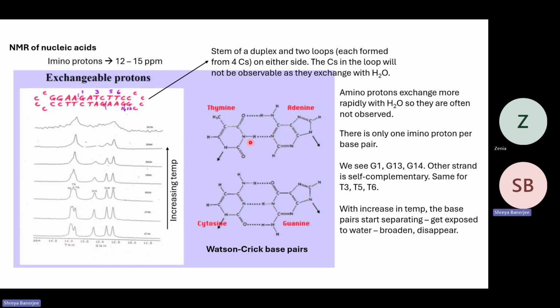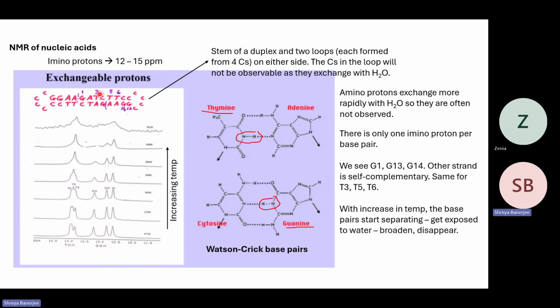So what we can see is that the imino NH belongs to the thymine, or the imino NH belongs to the guanine. So we will only be able to observe thymine or guanine, which will be representative of the base pair. So for the guanine, there are three unique guanines, this G1 and at the end G13, G14. These two guanines, 13 and 14, are equivalent, so we will see a single peak for them. And for the thymines also, there are three thymines. This 3 and then 5 and 6.